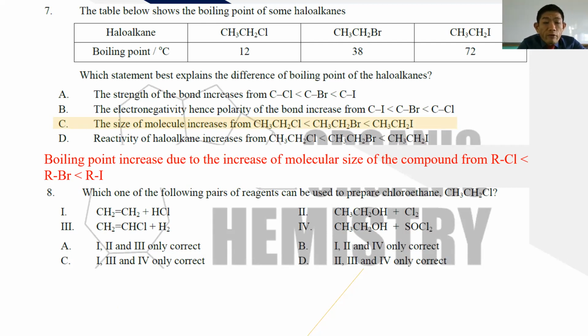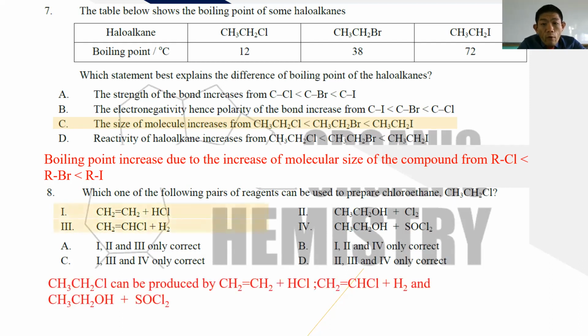Whereas number 3, hydrogenation of a chloroethene. So chloroethene, when it undergoes hydrogenation, you still can react. So 3 is correct. And then number 4, you react with thionyl chloride, which is also a substitution. So the best answer in here is 1, 3, and 4.